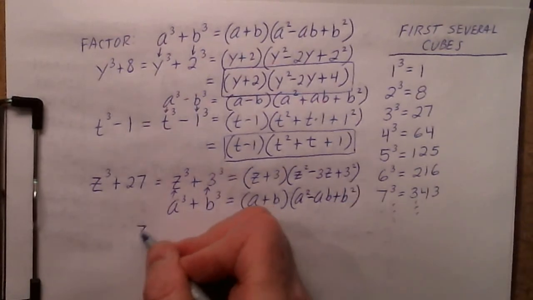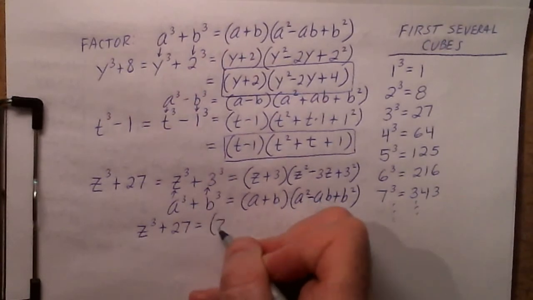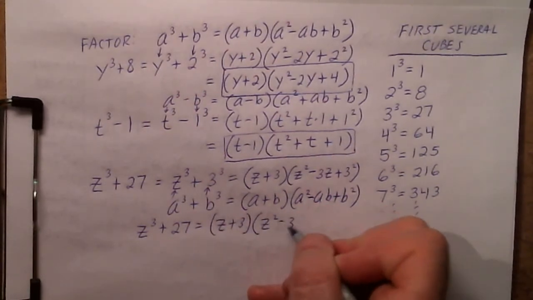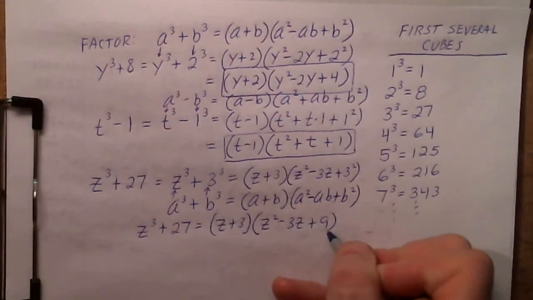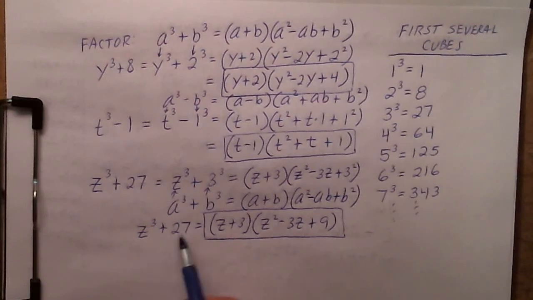So therefore, to wrap this up, the factorization of z cubed plus 27 is really going to be z plus 3 times z squared minus 3z plus 9. And that's the correct factorization, ladies and gentlemen, of the sum of these two cubes here. So in general, that's how we factor the sum or difference of perfect cubes.